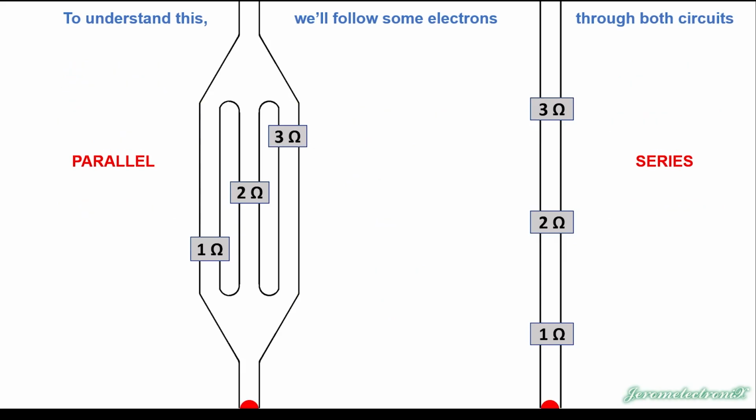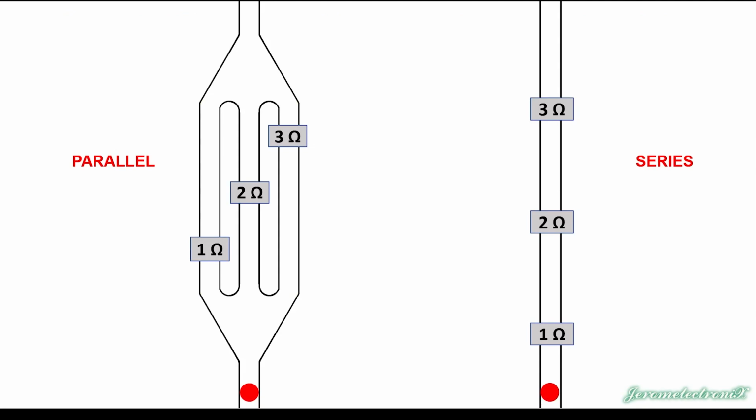Well, the thing is that these resistors are in different paths in the parallel circuit, as opposed to the same path in series. So in the series circuit, the electrons are being slowed down 3 times, whereas in the parallel circuit the electrons can choose the path where they want to be slowed down. So let's look at this as a race.